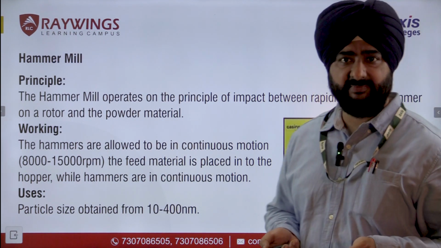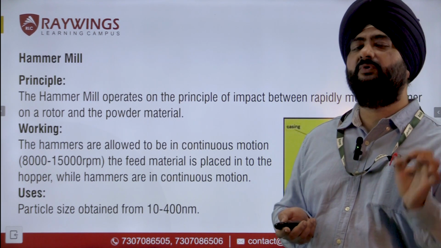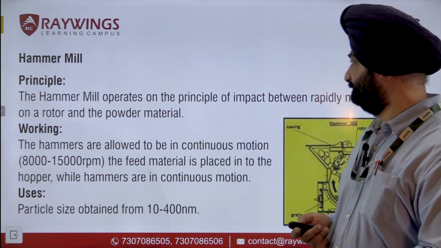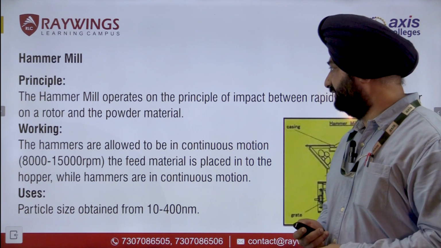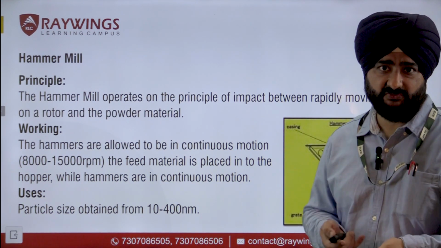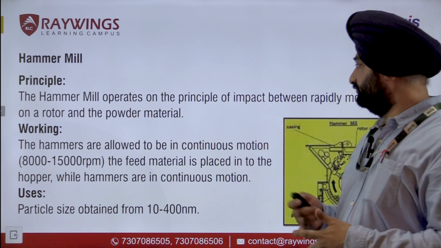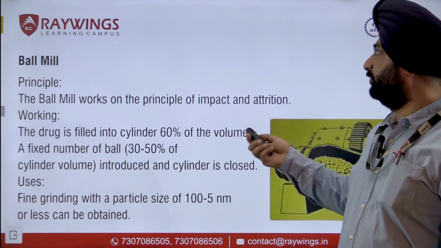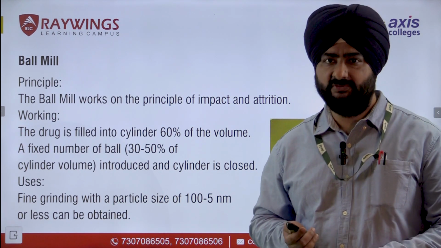Now let's talk about hammer mill. Hammer mill works on the principle of only one mechanism, that is impact. Right? As the figure shows, several hammers are attached, and it rotates at 8,000 to 15,000 RPM, very high RPM, and it is used for particle sizes of 10 to 400 nm. The ball mill works on the principle of impact and attrition, as I have told earlier also.